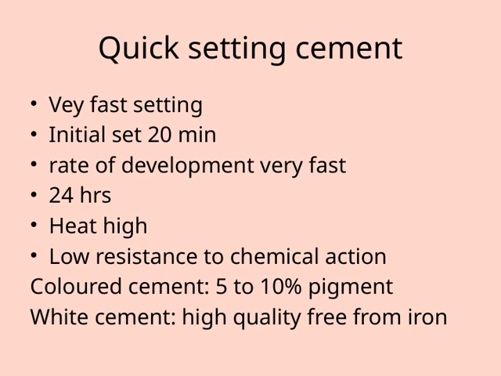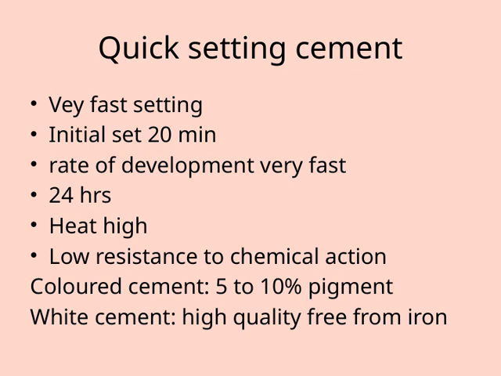Now, let's talk about quick setting cement. As the name suggests, this type of cement sets very rapidly, making it ideal for situations where time is of the essence. Typically, the initial set occurs in about 20 minutes, which is remarkably fast compared to regular cement. The rate of development during this period is very rapid, so it gains strength quickly, allowing for faster project completion. However, because it develops heat during setting, the heat generated can be quite high, which is an important factor to consider during application. Also, quick setting cement tends to have lower resistance to chemical action, meaning it might not be suitable for environments exposed to aggressive chemicals.